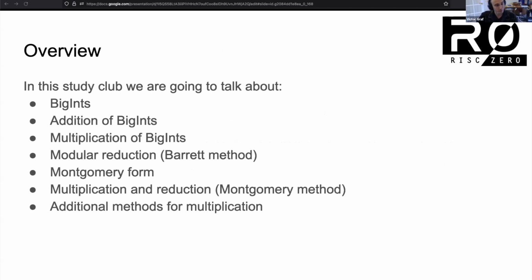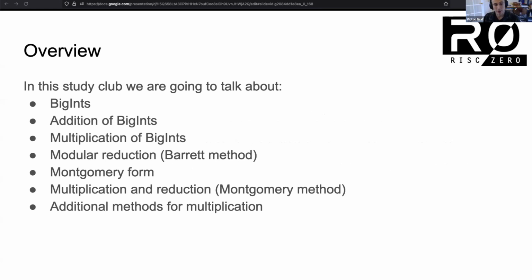So what are we going to talk about in this study club? We're going to talk about big integers, a way to represent numbers larger than your computer can natively handle. We're talking about addition on big integers, multiplication on big integers, and then modular reduction. Basically, addition, multiplication, and modular reduction essentially form the basis for your finite field.